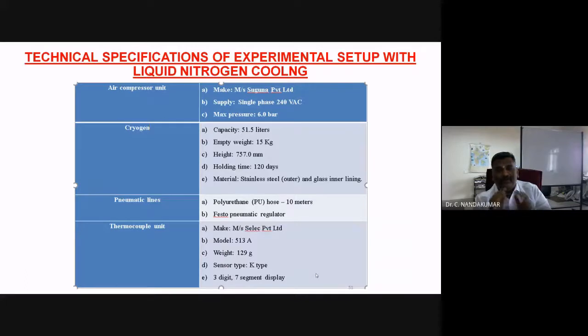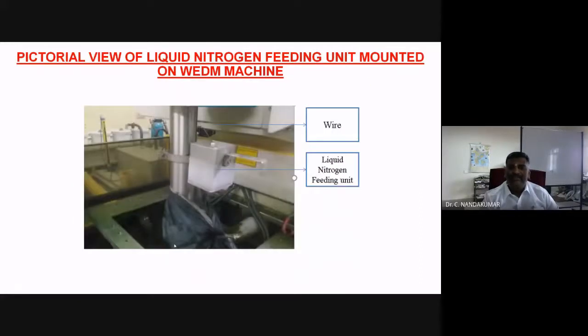We have to store the cryogenic liquid with a proper shielding unit. Another material we used is stainless steel for the small case. The pneumatic liner is made of polyurethane, with Festo pneumatic regulators, and then the thermocouple unit. This is the setup we used when we did the material machining.